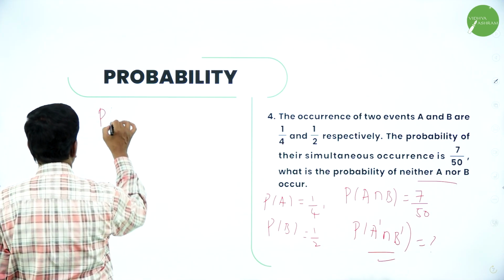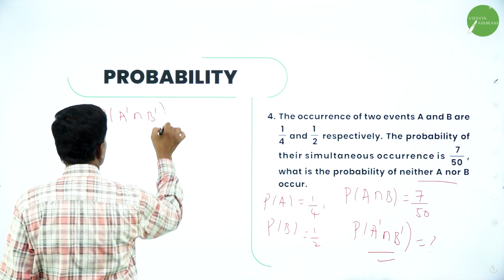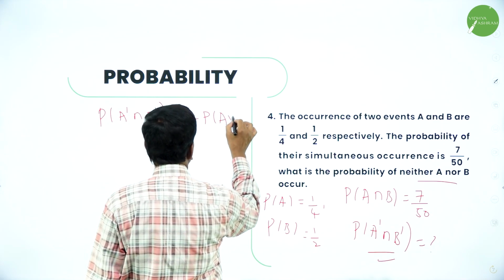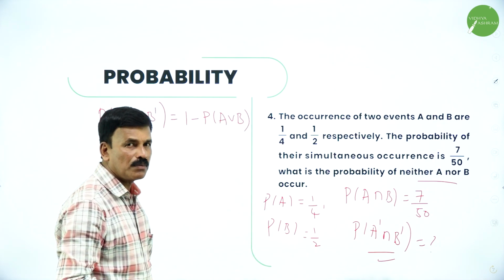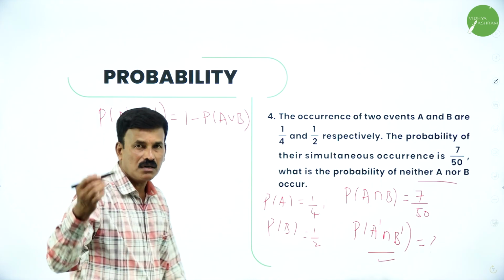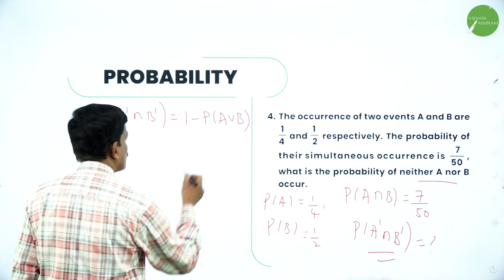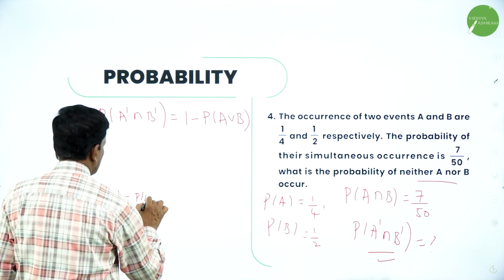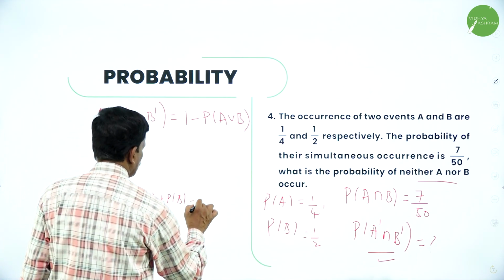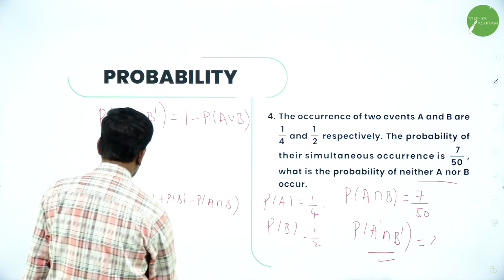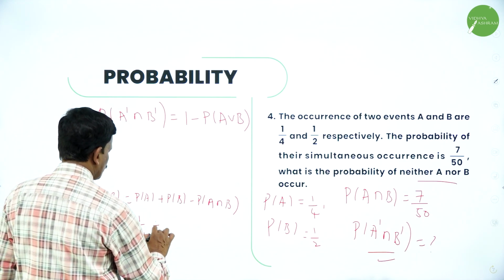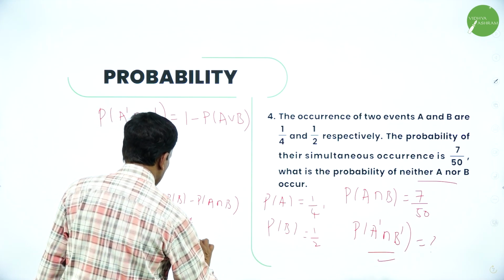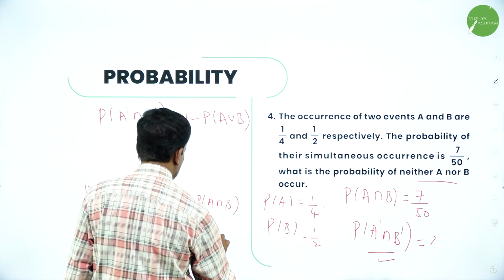So we know the formula: probability of A dash intersection B dash is equal to 1 minus probability of A union B. That's it. So find out the probability of A union B and substitute, and you will get the answer. Very simple, right? Now what do we find first? Probability of A union B. Probability of A union B is equal to probability of A plus probability of B minus probability of A intersection B. What is probability of A? 1/4. Probability of B is 1/2, minus probability of A intersection B, which is 7/50. Take LCM and simplify. That will give the answer.